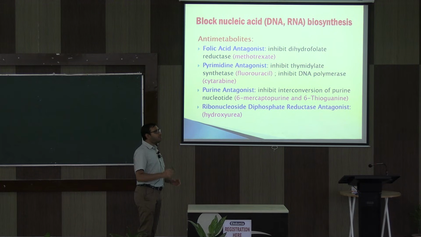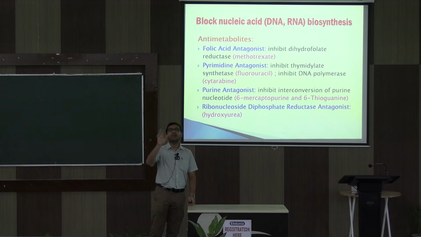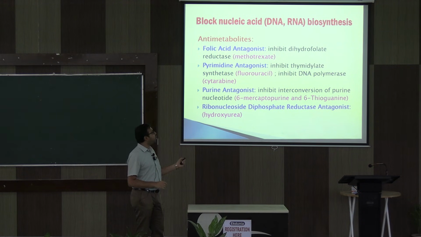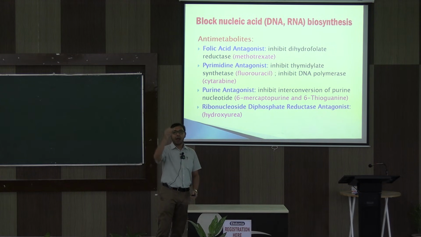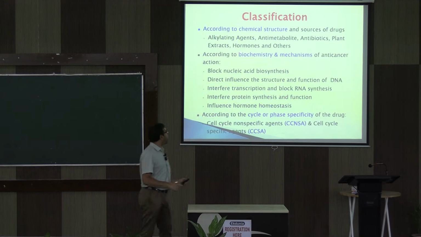There are some drugs that can block nucleic acid biosynthesis, like antimetabolites. These are mainly active against the synthetic phase. Already we have seen the names: folic acid antagonist that inhibits dihydrofolate reductase, like methotrexate; pyrimidine antagonist that inhibits thymidylate synthetase, like fluorouracil; inhibitor of DNA polymerase like cytarabine; purine antagonists like 6-mercaptopurine and 6-thioguanine; ribonucleoside diphosphate reductase antagonist like hydroxyurea. These mainly act on the metabolism of cancer cells, as purine analogs, pyrimidine analogs, and blockers of different enzymes active in the synthetic phase.